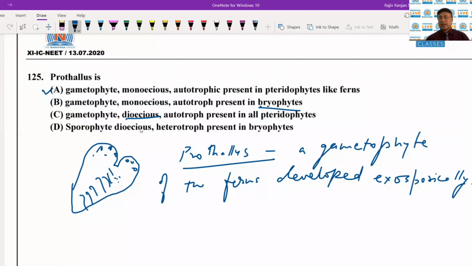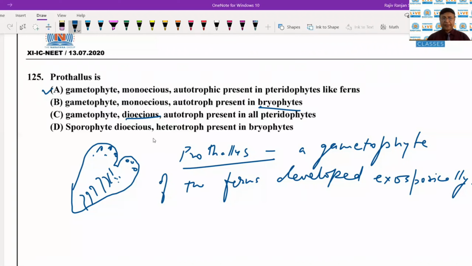The prothallus, in order to become dioecious, must be male and female prothalli, and they must be bearing the male and female sex organs. So this is not the case found in the pteridophytes. So it is completely wrong. And sporophyte dioecious, again it is wrong.